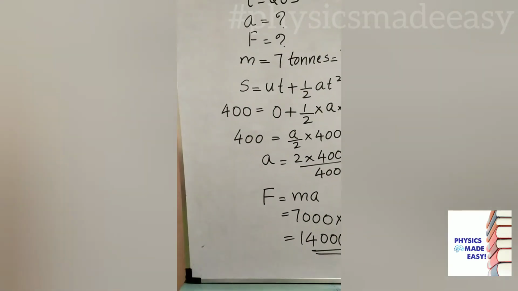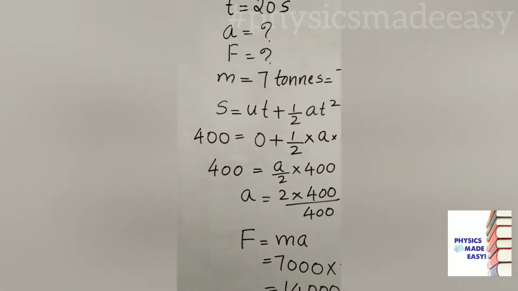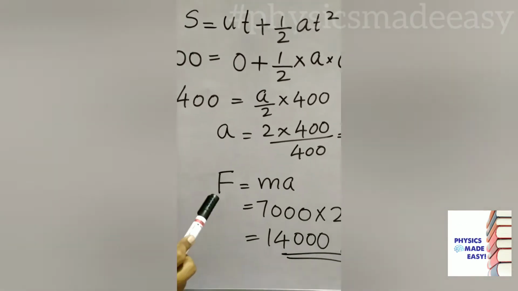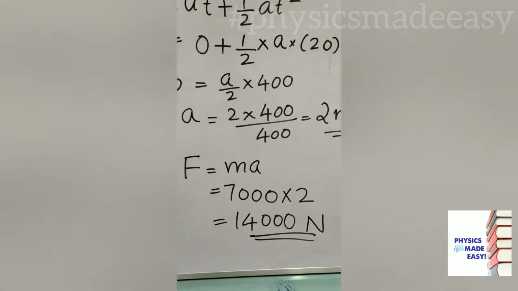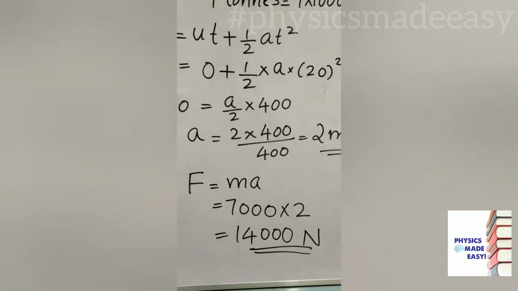Then we can use our equation for force that we derived from Newton's second law, that is F is equal to ma. 7000 into 2, that is equal to 14,000 Newton.